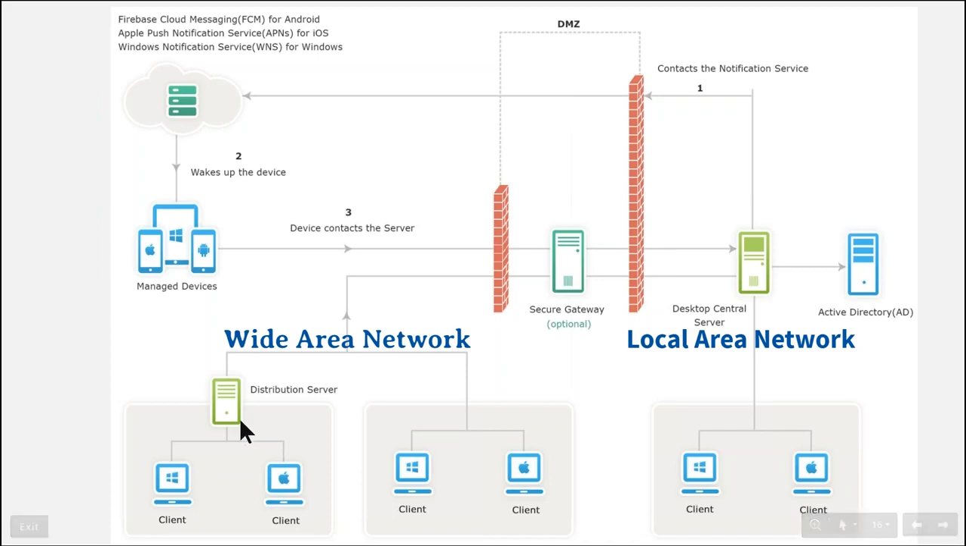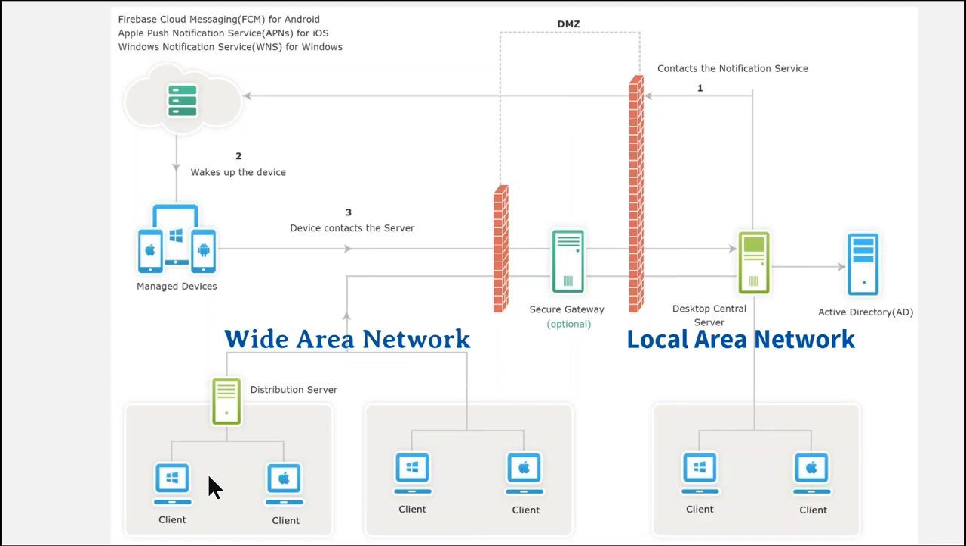When a patch or a software deployment task is created for the machines in this remote office, the distribution server will act as a representative, go to the main server, download all the required files, and replicate them locally to these client machines. This feature will help you in managing the bandwidth efficiently.